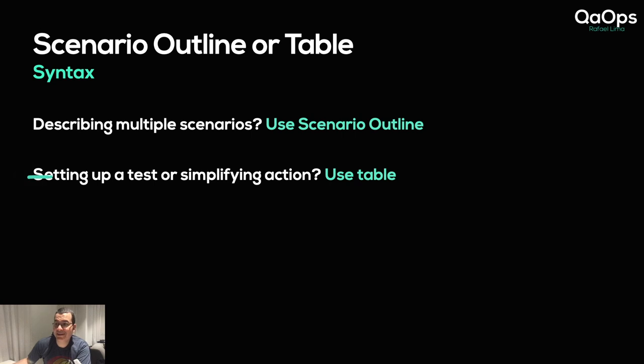If you are doing a setup or a simplifying action, use a table, right? So it's going to become a list or an array. So if it's just setting up a test and you need this kind of data here, boom, it becomes a list. Or if you want just to simplify something, you can send a list as well, right? So when you are writing your scenarios, you also need to think about the implementation side and the readability side.